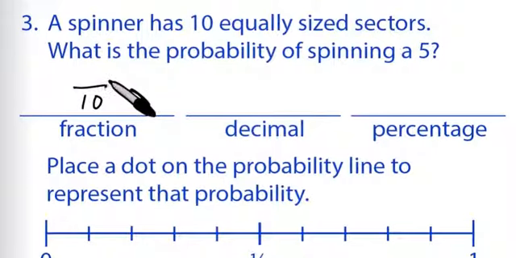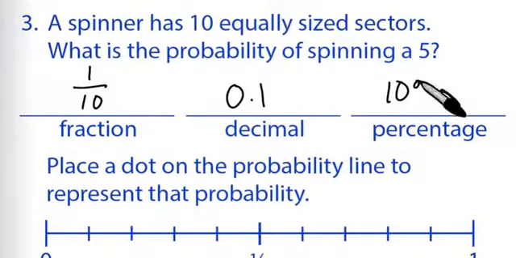You might think that would make the top number a 5, but the 5 doesn't matter. The number that we're spinning doesn't matter. All that matters is that we're only interested in one of the numbers. And so we put a 1 as the numerator. So 1/10 is the fraction form of the probability of spinning a 5. In decimal, that's 0.1, and as a percentage, that's 10%.